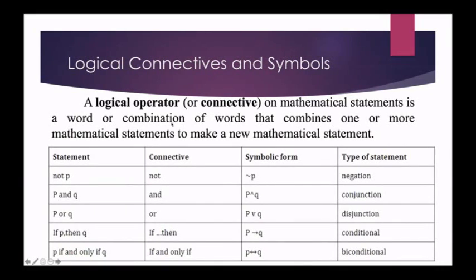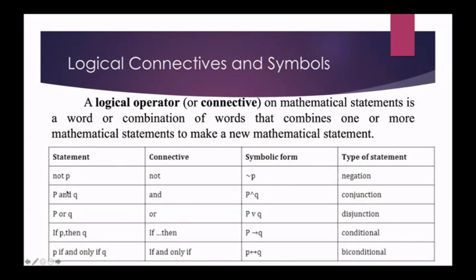Now, what is a logical operator or connective? In mathematical statements, it is a word or combination of words that combines one or more mathematical statements to make a new mathematical statement. In other words, we use these logical connectives and symbols to form a compound statement. For example, if the statement is denoted as P and the other statement as Q. But you notice here small letters, because sometimes small letters, sometimes capital letters.